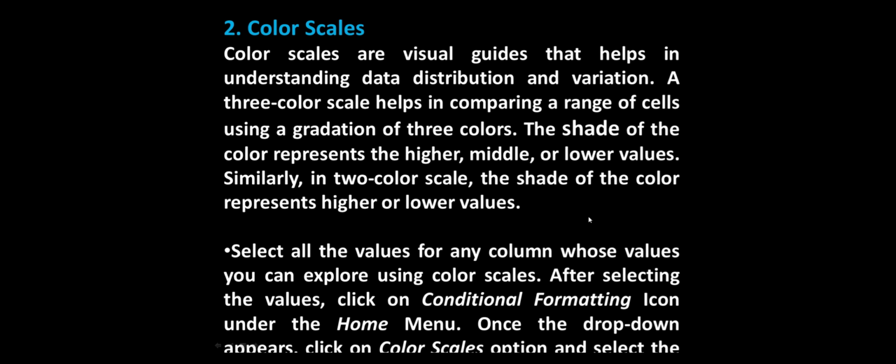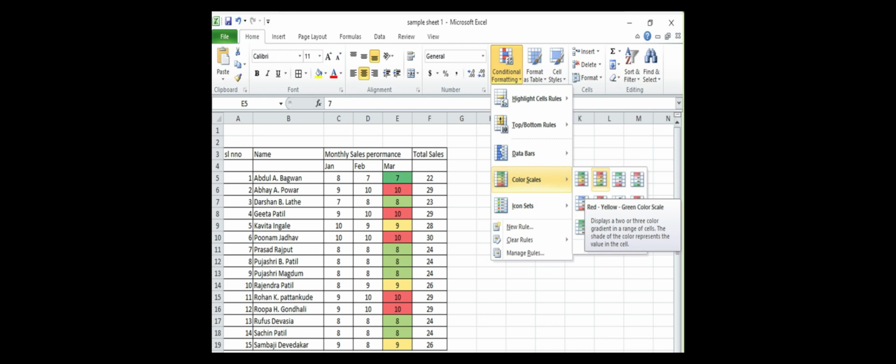Next, we'll be looking into the color scales. These are visual guides that help us understand the distribution of data and variations. Hence, the shades of the color represent the higher or lower values. Here again, go to the Home menu, conditional formatting, color scales. You can select the respective colors. Now you can see the highest value 10 is represented in red color. That's the pattern: red, yellow, green color scale.